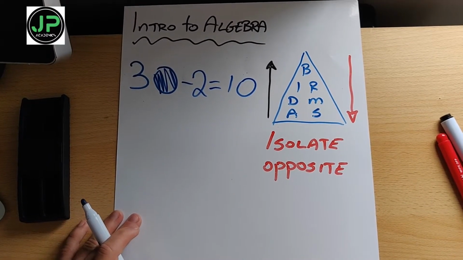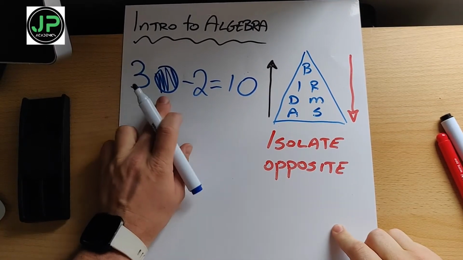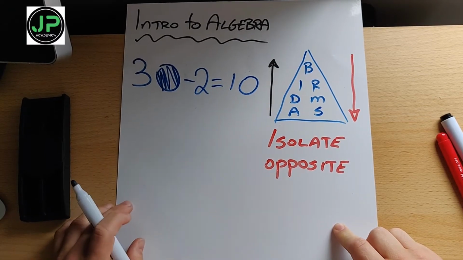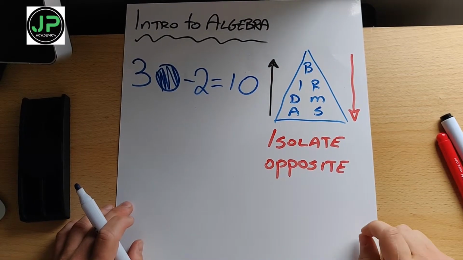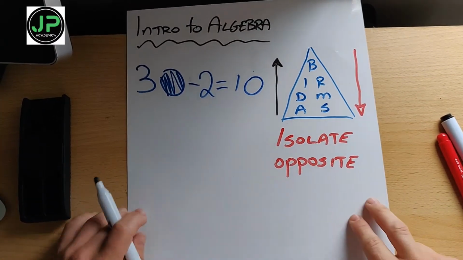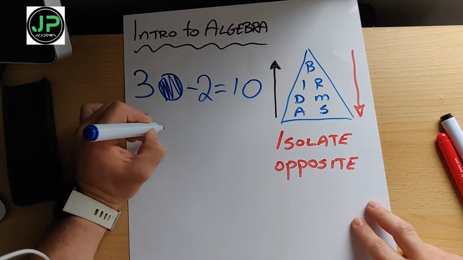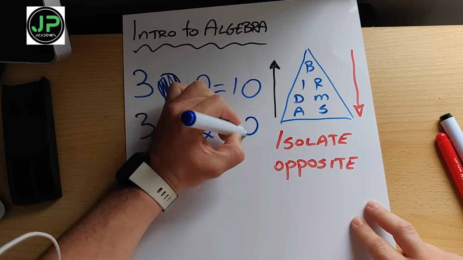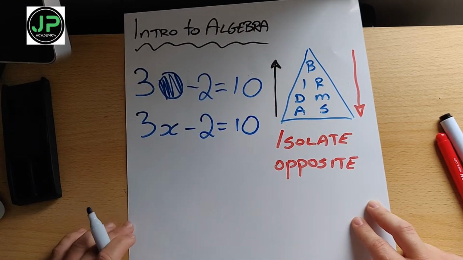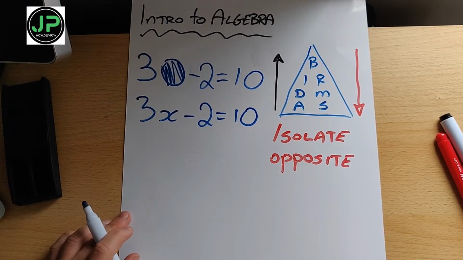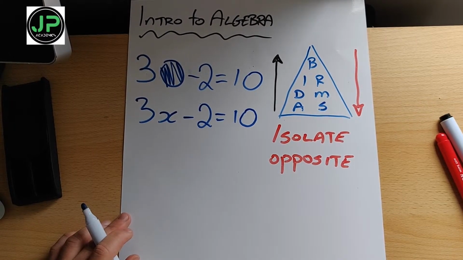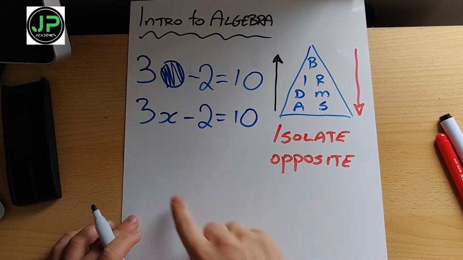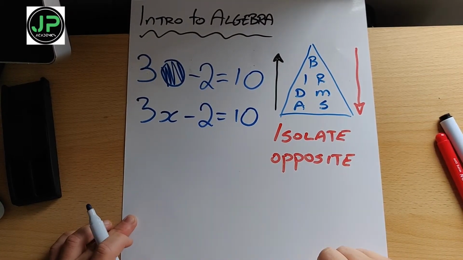Okay, so one final example. This time we're going to use 3 circles, take away 2 equals 10. But for a change, instead of using circles and shapes like I did a while ago, I'm going to actually introduce our first letter: x. Probably the most common letter that you'll see in algebra. Now, what's the difference? Absolutely nothing. Same concept the whole way through it.